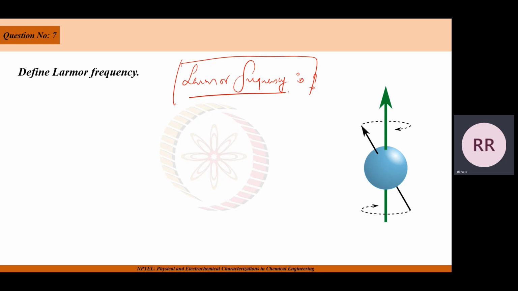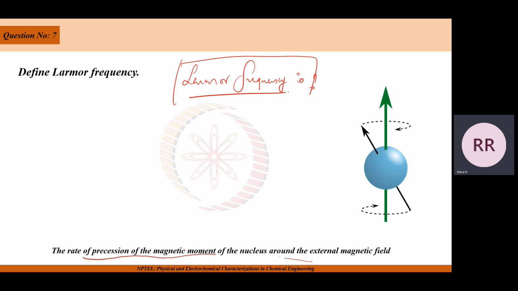Okay, so I think you guys got enough time to think about the answer. So the answer to this question is the rate. Larmor frequency is nothing but the rate of precession of the magnetic moment of a nucleus around the external magnetic field. Suppose you have a nucleus, just like what is shown in this figure. This is a nucleus. This nucleus has some kind of inherent magnetic dipole moment, which is given as this.